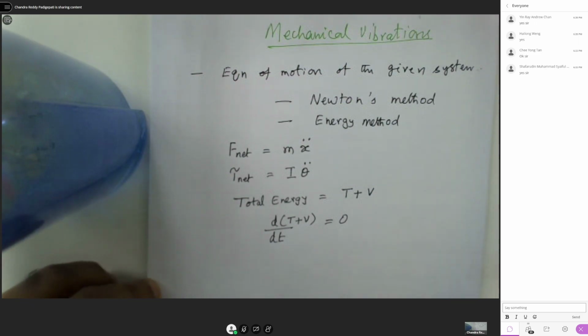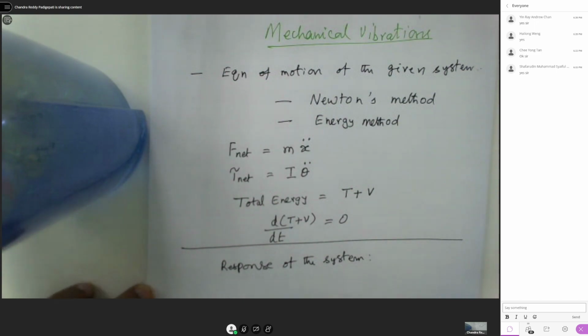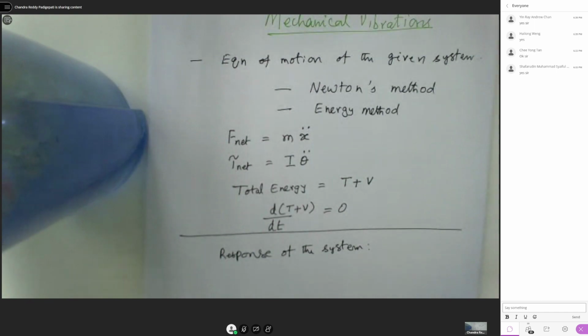So once we know the equation of motion of the system, then we need to study the response of the system. The response of the system refers to how the displacement of the system varies with respect to time, that is, the relationship of the system with respect to the given components.